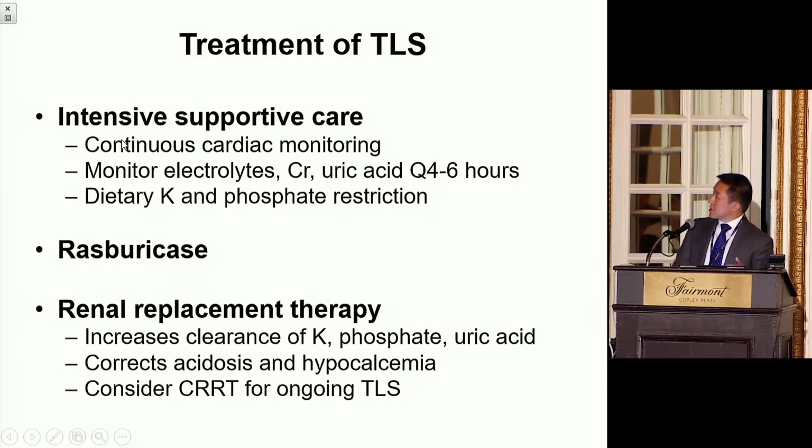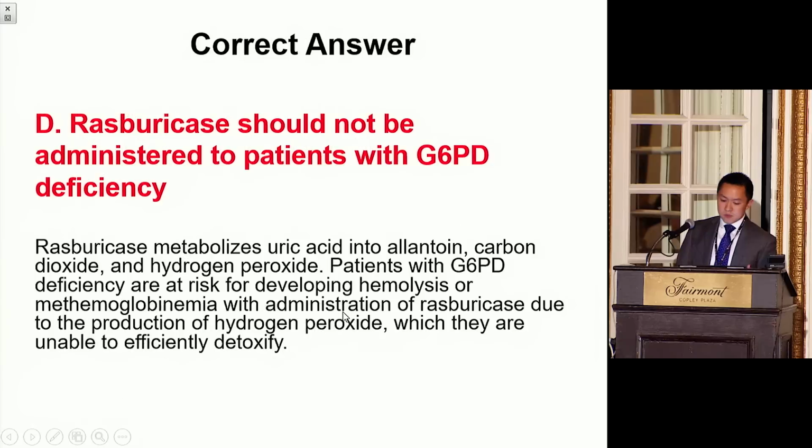In patients who have established tumor lysis syndrome, the care is primarily supportive. These patients need intensive monitoring, perhaps in an ICU setting, with close cardiac monitoring and labs. They need a dietary potassium and phosphate restriction. Most of these patients are treated with rasburicase to lower serum uric acid levels. If the patients develop severe AKI or severe metabolic disarray, they might need to start renal replacement therapy. So the correct answer to the question I asked you before is D, rasburicase should not be administered to patients with G6PD deficiency.